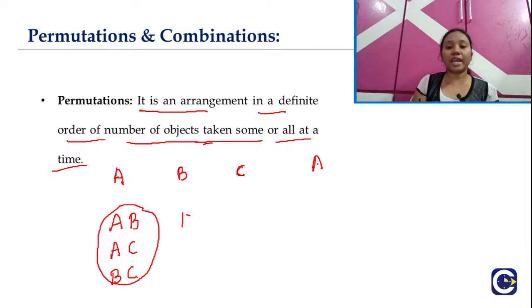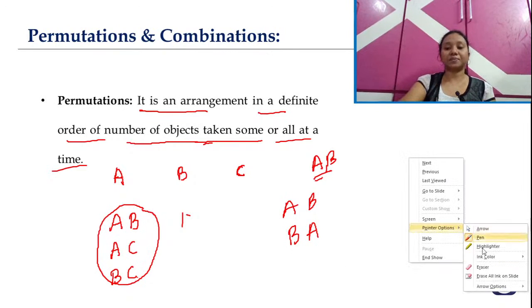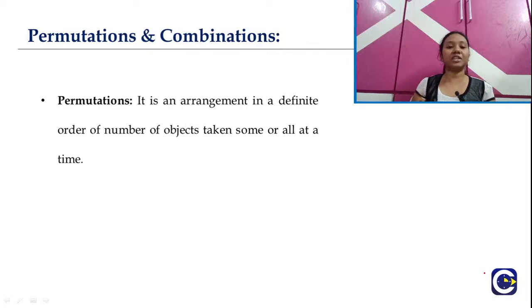If we take only A and B, 2 players, how will they be playing? A with B and B with A, that means 2 matches, because here the definite order will be different when it comes to the arrangement, that is our permutations, right? So a permutation is nothing but an arrangement in a definite order of objects, whether some of them are taken or all at a time. So now the question is, how will we be finding this? This is the basic definition.